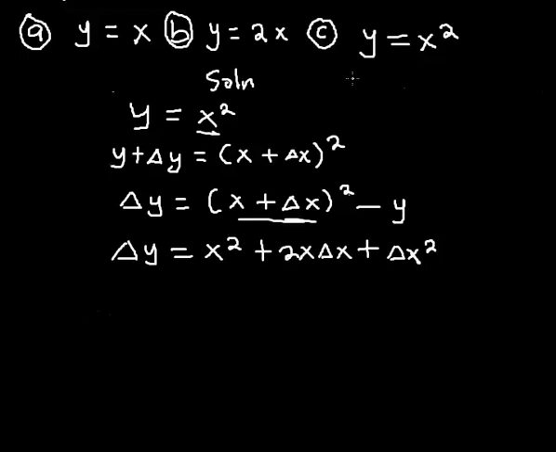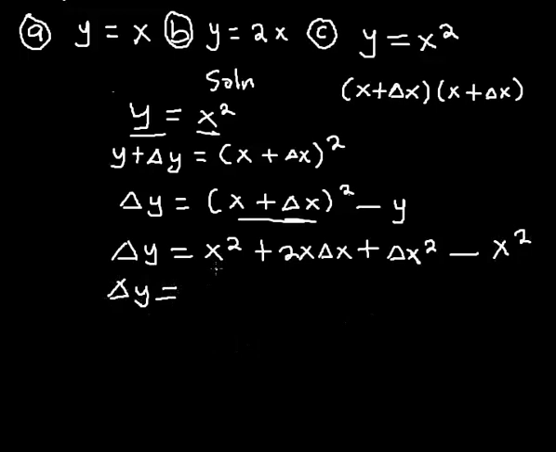Now of course you know that this is the same thing as x plus delta x multiplied by x plus delta x, just in case you want to expand that yourself to confirm whether it will give you this. Now minus y, of course what's my y? My y is x squared. So that's x squared. So what do we do now? Like terms, x squared minus x squared, is 0. So I'm left with 2x delta x plus delta x squared.